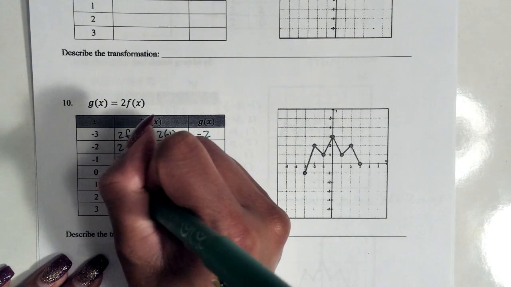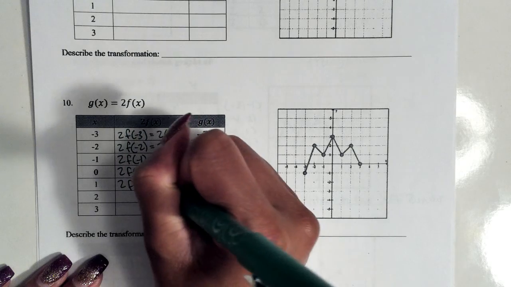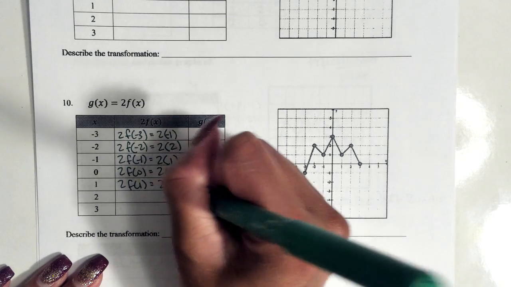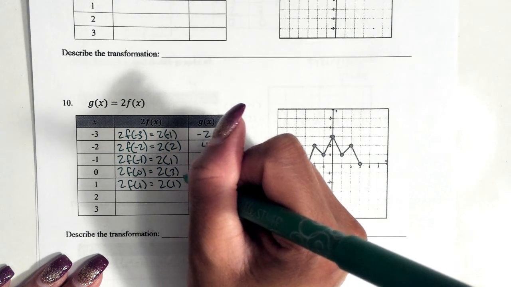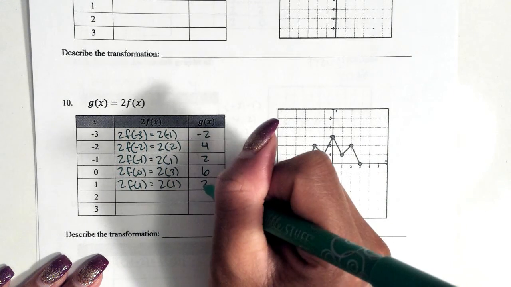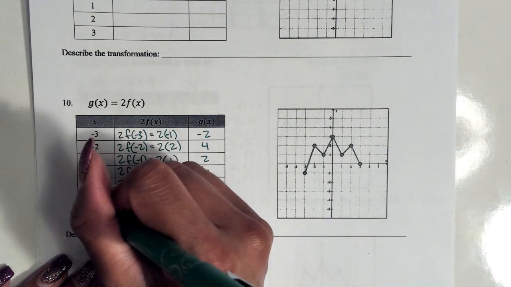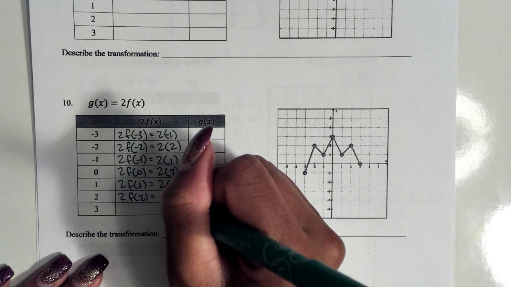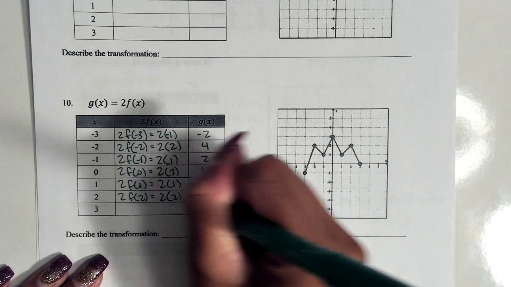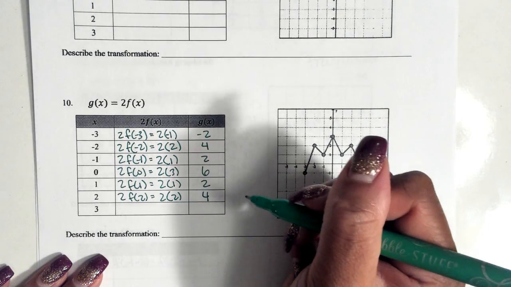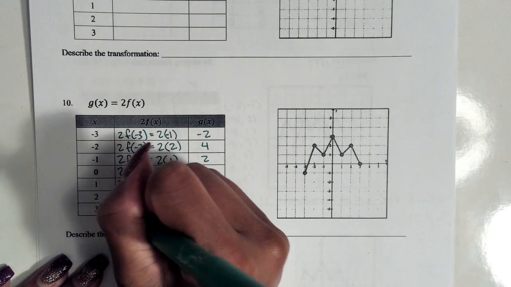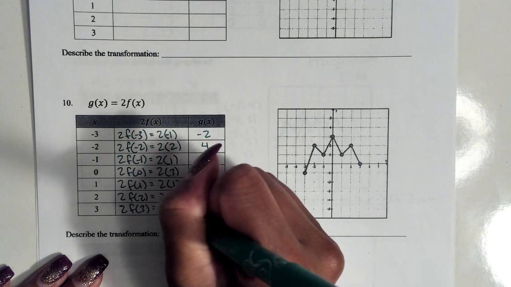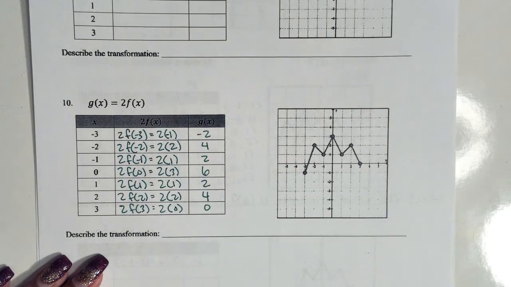Then I have 2 times f of 1. So I have 2 times, and f of 1 is 1. And so I get 2. Then I have 2 times f of 2. And 2 times f of 2 is the same as 2 times 2, and I get 4. Then I have 2 times f of 3, and f of 3 is 0, and 2 times 0 is 0.